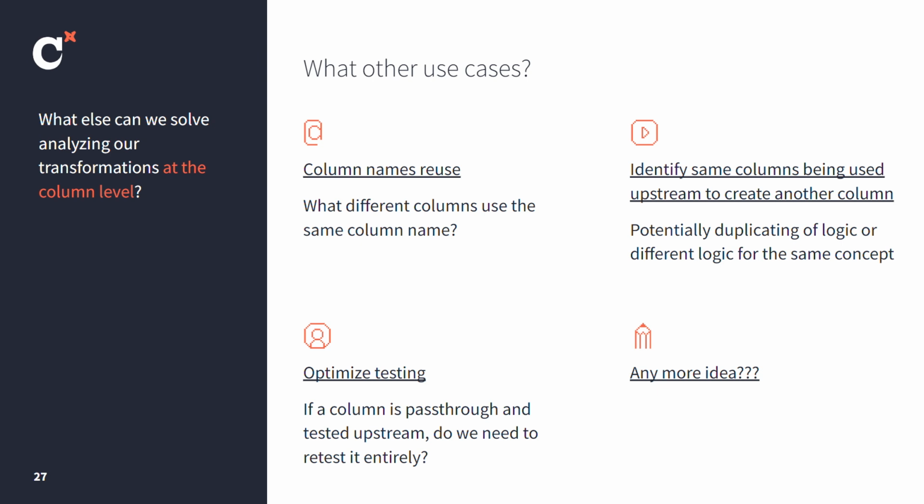Another one I was thinking of was optimizing testing. If we want to optimize our testing, maybe we shouldn't test every single model. If some columns are passed through and they are really tested upstream, maybe we just do a subset of the tests downstream, maybe just unique, not null, but not the whole set of accepted values and all these dbt expectation tests. Just a subset. And then more ideas, I don't know what else we can do with that.